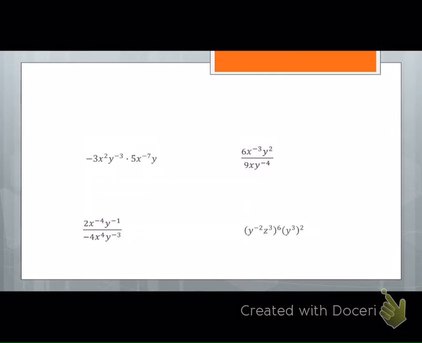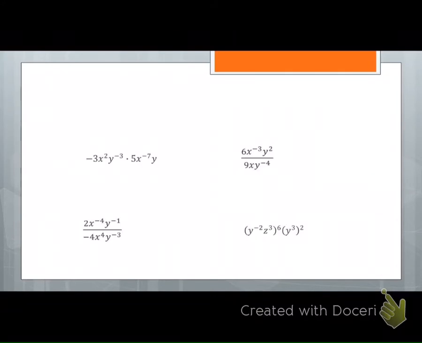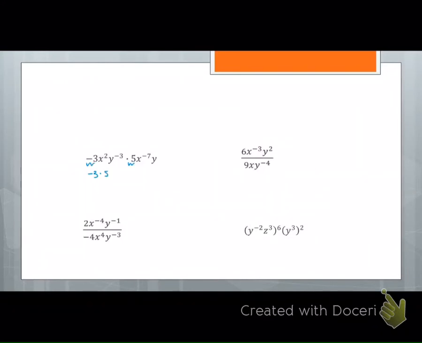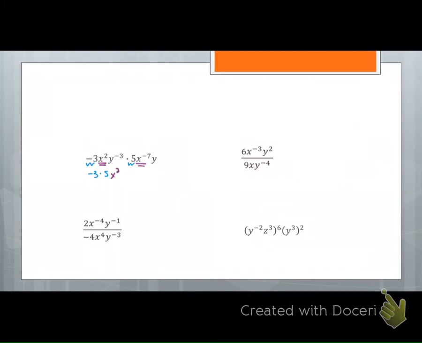Okay, so let's get started. Start with these ones like we did yesterday. RC, help me with that first problem there. What would you do first? So we're going to multiply negative 3 times 5. What else am I going to do, RC? Add the x exponents, 2 plus negative 7. Good. And then what else? Y, negative 3 plus 1.